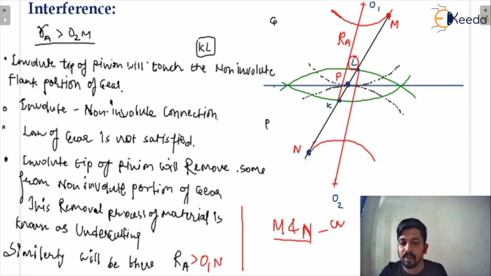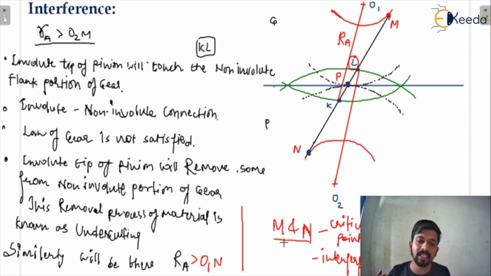Yes or no? So I can write here, these are the critical points, or you can say interference points, or you can say last safety points. Okay, I hope you are able to understand the meaning of interference basically.